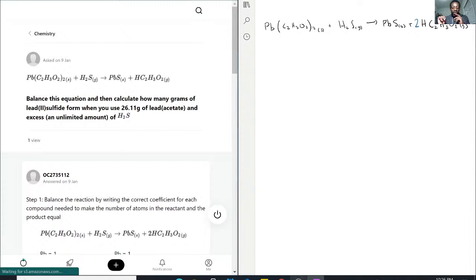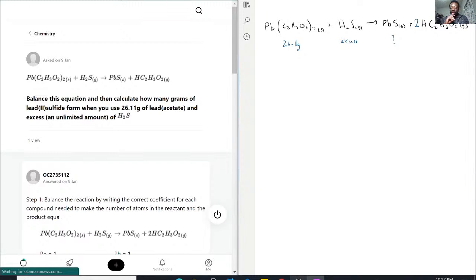And now they're asking us how much lead sulfide forms when we use 26.11 grams of lead acetate, which is what that is, and an excess amount of H2S. So that just says excess. And they want to know how much of the lead 2 sulfide. So with this being said, we need to first convert this to moles. Then we do the mole ratio. Luckily for us, it's 1:1. And then we convert that back to grams again. So we need 2 molar masses.